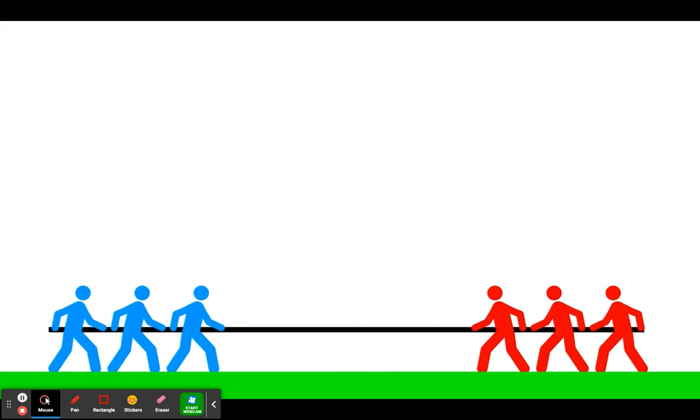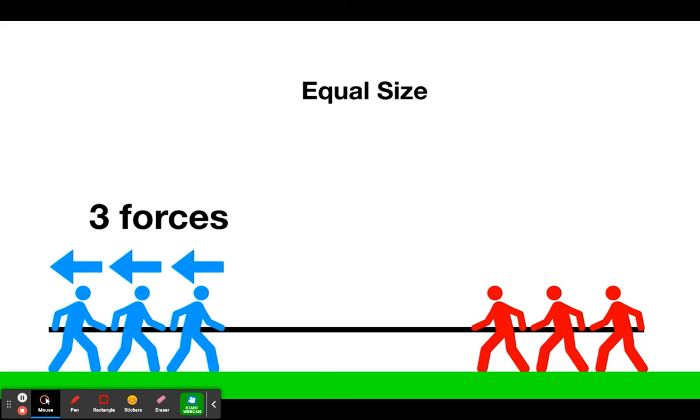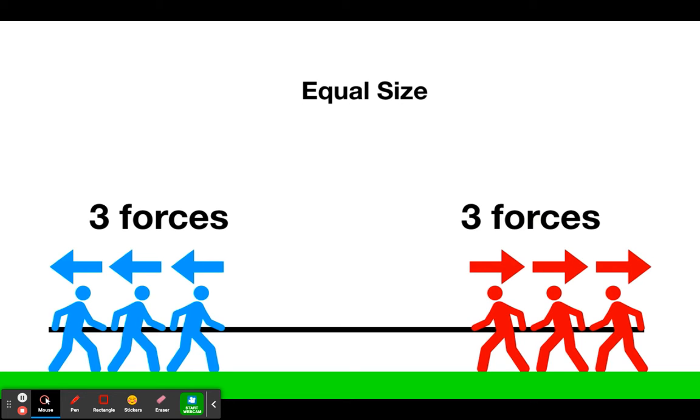Let's look at this tug of war contest, and we'll pretend that every person is the exact same strength. Based on this, how could you describe the forces of the blue team compared to the red team? You could say the forces are equal in size because the blue team has 1, 2, 3 people or 3 forces pulling, and the red team also has 1, 2, 3 people or 3 forces pulling.